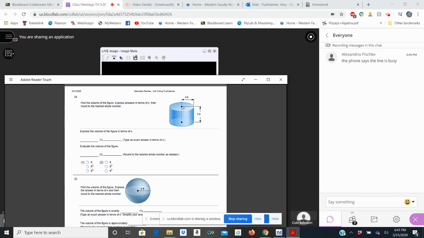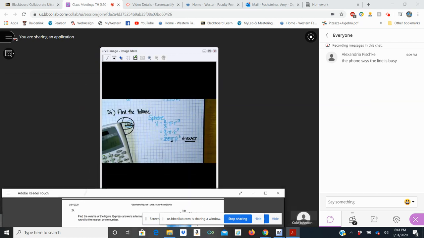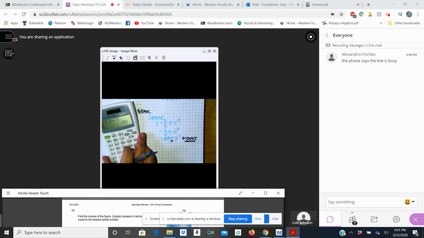This again is our exact answer. You see how it's got pi in it? That's going to give you the exact answer. If I have to round it to the nearest anything, I'm going to do 288 times using the pi button on my calculator. And I get 904.8 feet cubed. And that's my answer to the nearest 10.